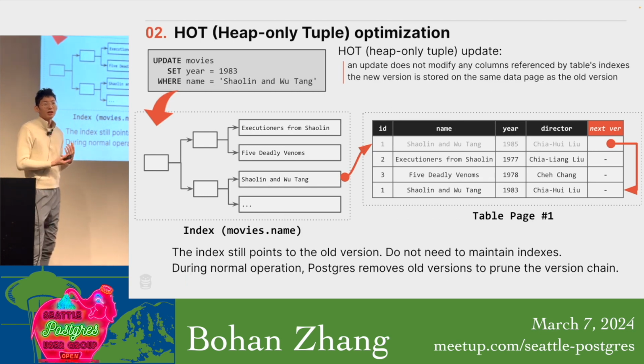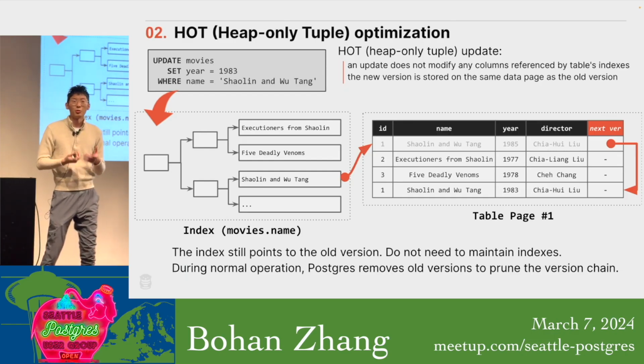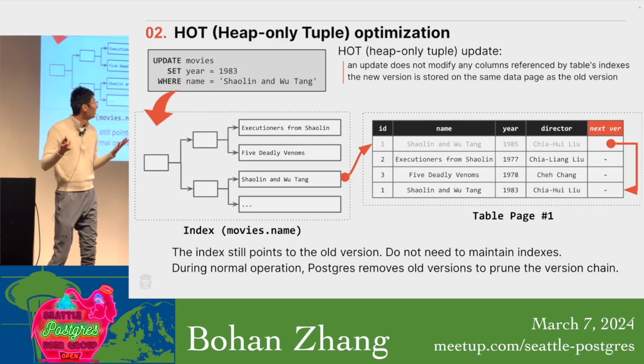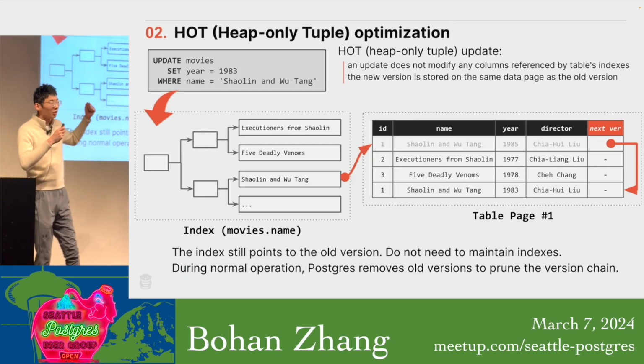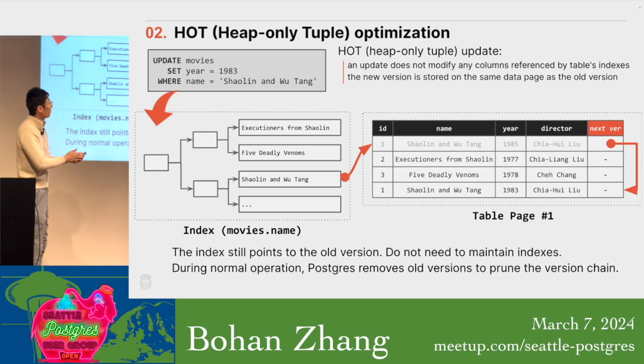This optimization can only be applied to HOT updates. So what is a HOT update? A HOT update is a heap-only tuple update. This is an update which does not modify any columns referenced by any table indexes, and the new version is stored on the same data page as the old version.